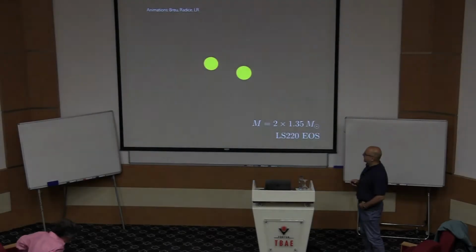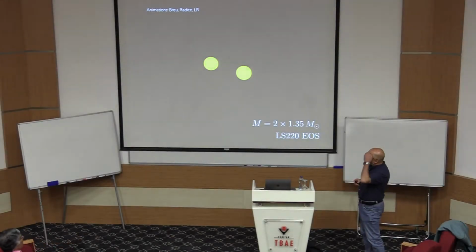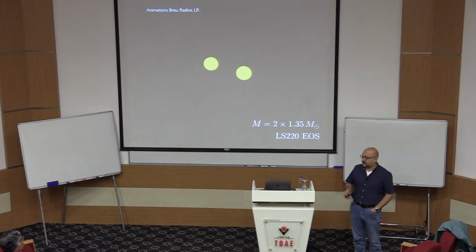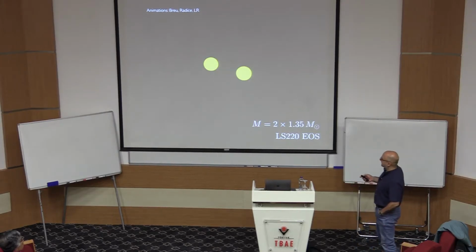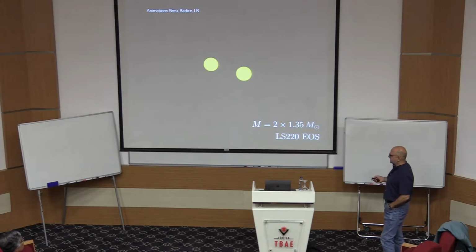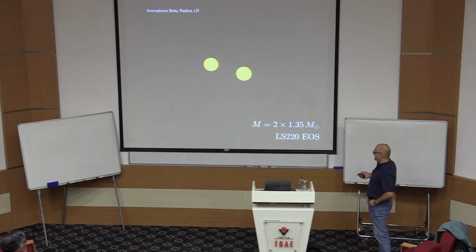So these are the equations that we want to solve, and you invest 10 years of your life and of the lives of very good students, and you end up producing codes that are able to do something like this. So this is a simulation that shows what happens to a binary neutron star system. The mass is twice 1.35 solar masses. This is a realistic equation of state. It's called LS220. It's a hot equation of state. And what I'm showing here is the density, the rest mass density.